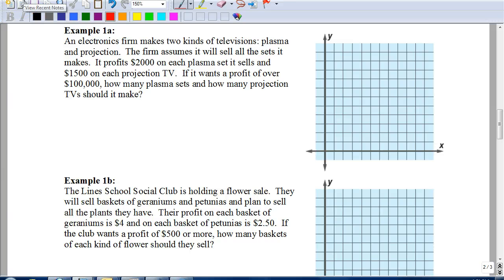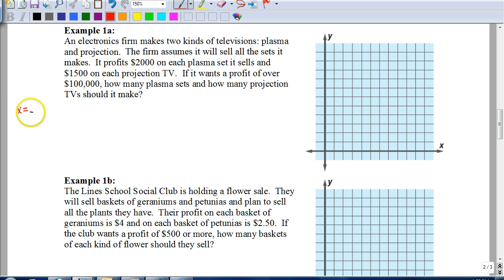Okay, so now let's look to see how we can use what we've talked about to solve this story problem using a system of inequalities. It says an electronics firm makes two kinds of televisions, plasma and projection. The firm assumes it will sell all the sets it makes. It profits $2,000 on each plasma set it sells and $1,500 on each projection TV. If it wants a profit of over $100,000, how many plasma sets and how many projection TVs should it make?